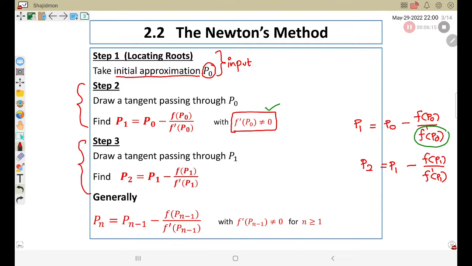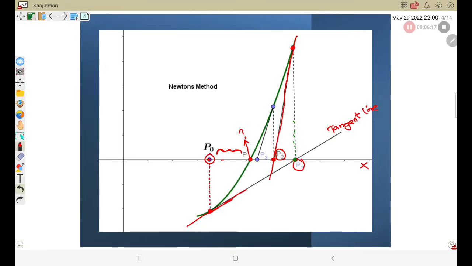This process will repeat. This loop will rotate. Next we are going to find p2. Mark the p2 number on the graph. We are finding p3. See, p3 is the number here. Draw the tangent line. We will get p3 here, then p4, p5. At last we reach this point, the solution point, so that we get the x number here by using Newton's method.